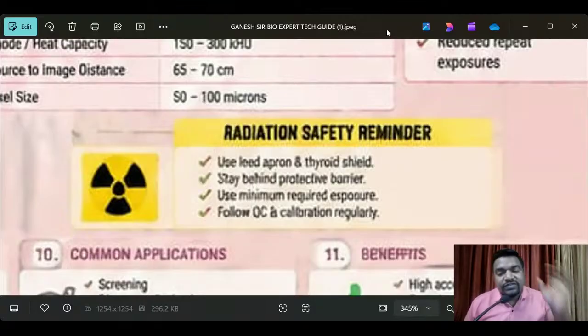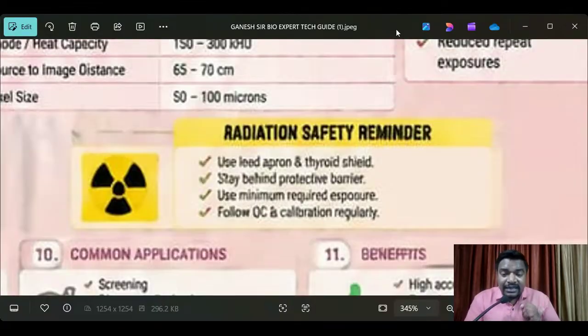At the same time, you have to give instructions for every area, because this is radiation exposure. So what will happen from radiation effects? Many people should know this very well, and you can just go to YouTube or Google and check what exposure is and what will happen, then you will get all things. Okay, right, come on. Now I want to give the radiation safety reminders here. Use lead apron and thyroid shield, stay behind the protective barrier, use the minimum required exposure, and follow QC and calibration as required.